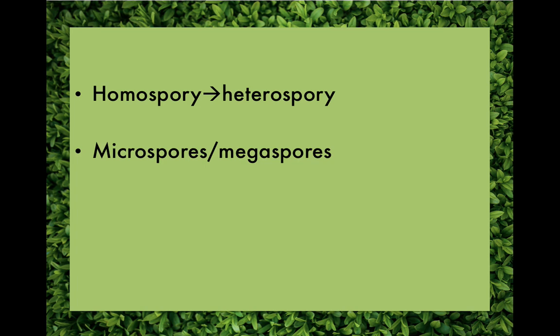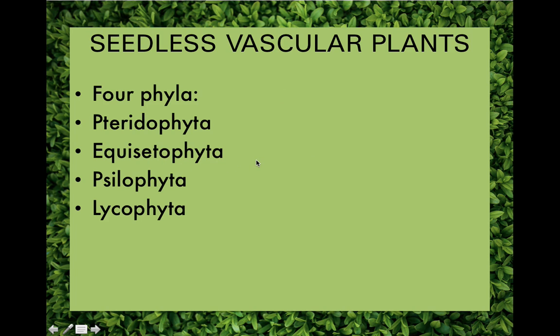Also, in vascular plants, we see a shift from strict homospory, or having only one type of spore, to heterospory, or having more than one type of spore. And by more than one, I mean two types of spores. They are large spores and small spores, or microspores and megaspores. Micro are the small ones, mega are the big ones.